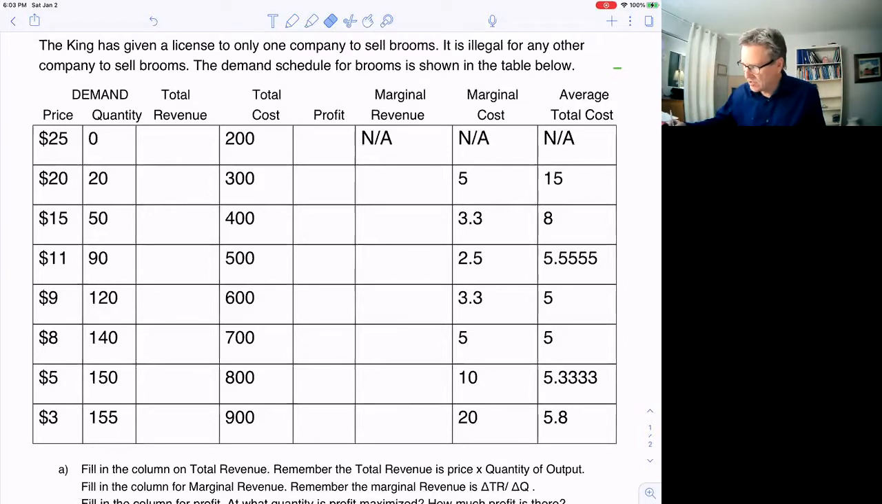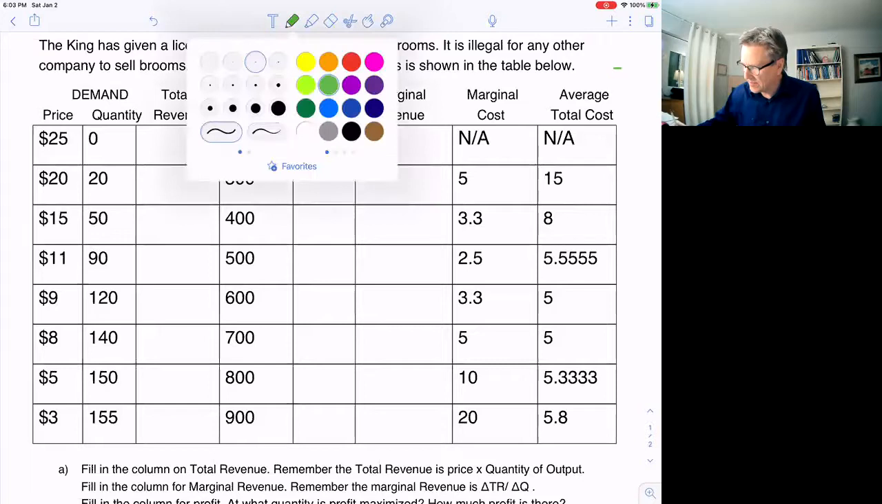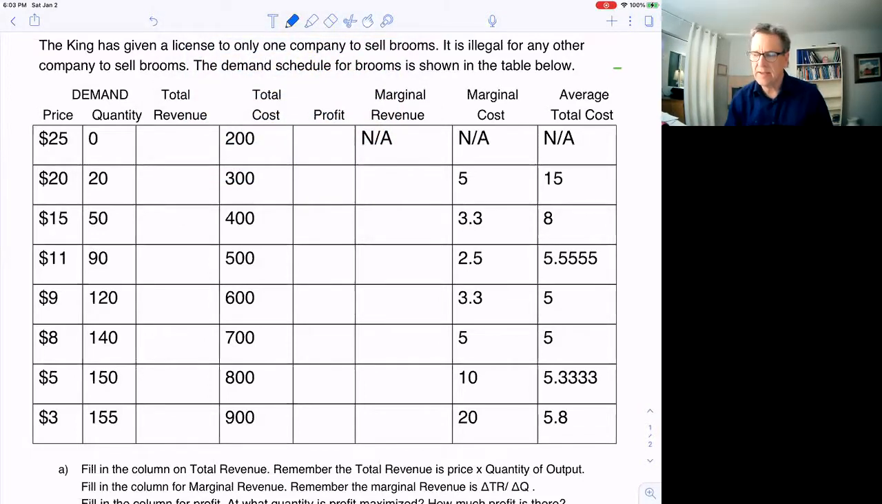Now, the total cost, marginal cost, and average cost have all been calculated in the practice handout on production costs, so we don't have to calculate those again. The difference here is the price of brooms isn't given. The price of brooms can be set by the monopolist, and the demand curve for brooms is the monopolist's demand curve. So I've made the demand curve here to show you how much people will buy at different prices. At a price of $25, they're not going to buy anything, but at a price of $3, they'll buy 155 brooms.